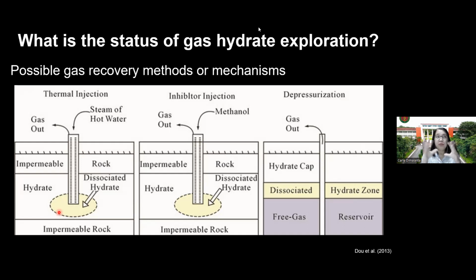You also want to maintain the pressure temperature conditions stable, because any changes in the temperature conditions might cause the gas hydrates again to become unstable and to dissociate. So those are the challenges in terms of the technologies. Although in some recent publications, these are the possible gas recovery methods that they are proposing to extract gas hydrate. I'm not familiar with these techniques. Maybe you are more familiar with this. So just so you know, they're looking at thermal injection, inhibitor injection, and depressurization.